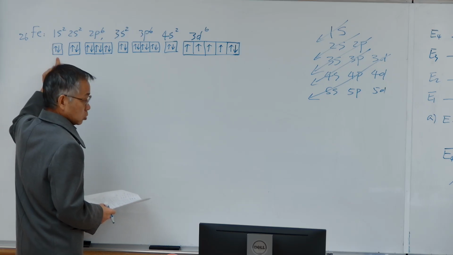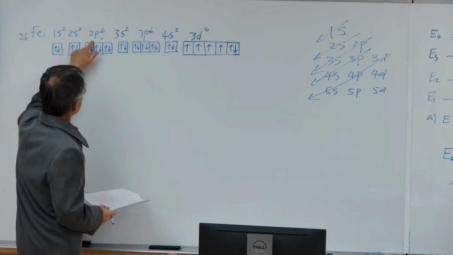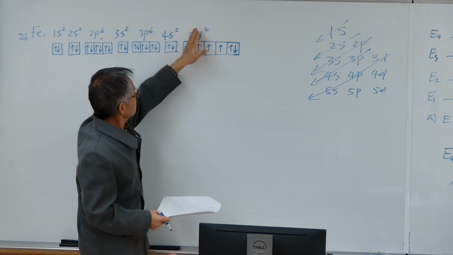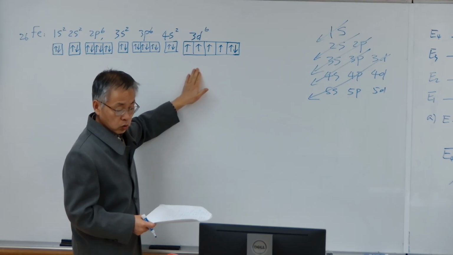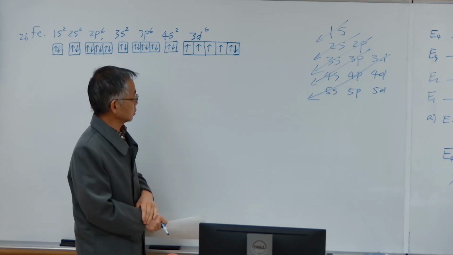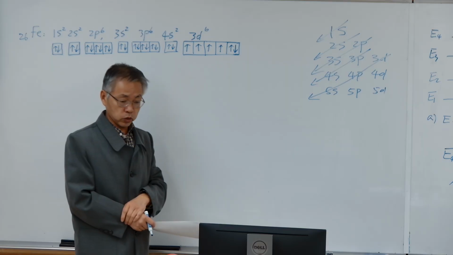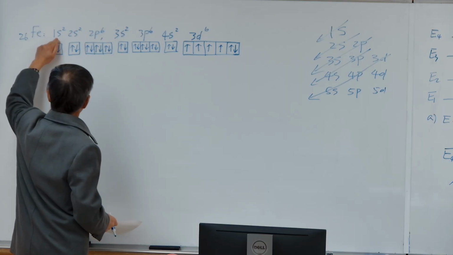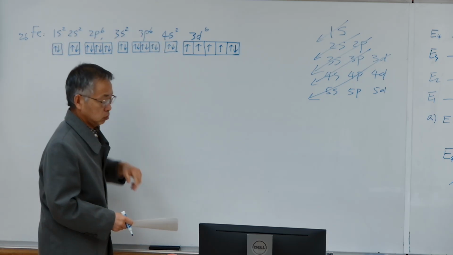You must write the orbital diagram right underneath each subshell. Without the electron configuration, if you only draw the orbital diagram, nobody can understand what it means, which subshell it is, or which orbital it represents. So you must align the electron configuration with the orbital diagram.